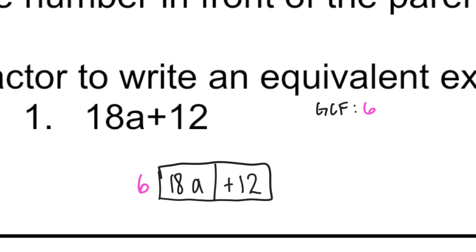6 divides into 18 and 6 divides into 12. So the numbers that go in these next spots are found by taking 18 divided by 6 is 3, carry up the variable, and 12 divided by 6 is 2. So that's a +2. We keep the sign the same. Then when we write the factoring, we just use those same values. The 6 goes in front. What's on top is what is in my parentheses.